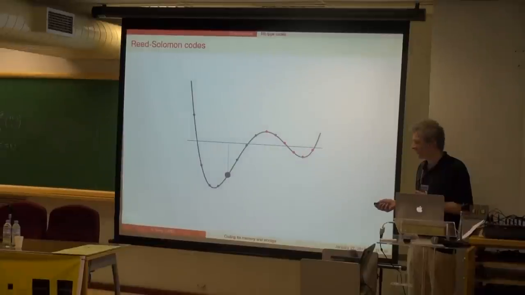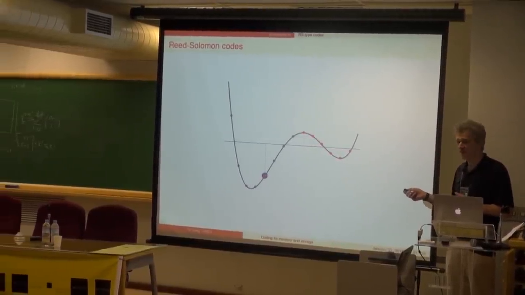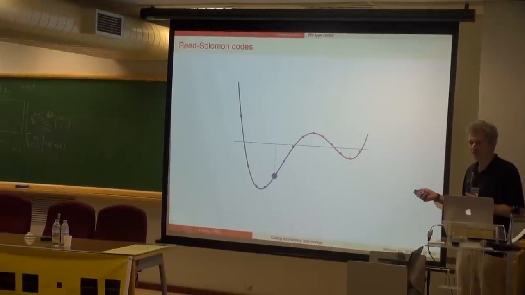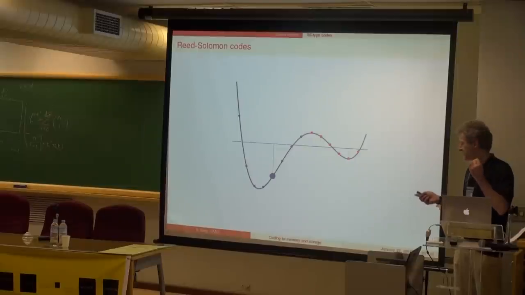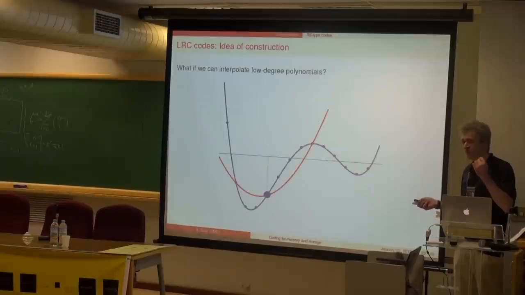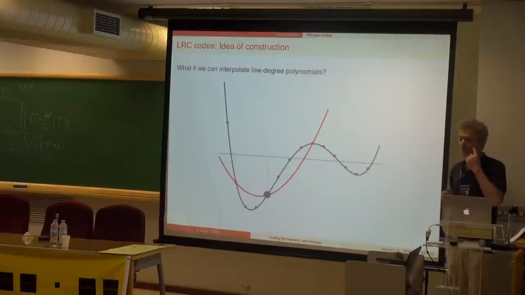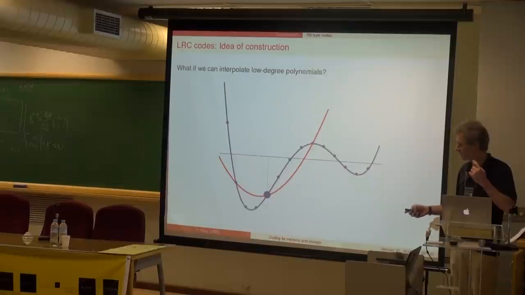Let us say one coordinate is erased. What do we need to do? Well, we need to read off k symbols from elsewhere. I want to modify this construction so that we can incorporate the locality condition. The idea is this. Suppose instead of reading k symbols, we can interpolate a low degree polynomial through this point and a few other points. So through r points, and then we get back this point.